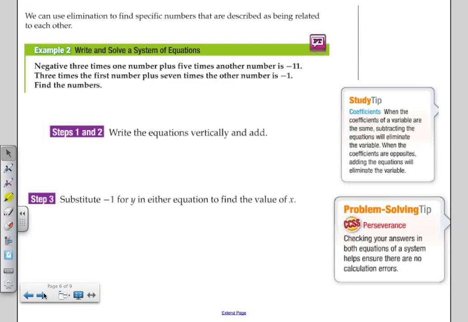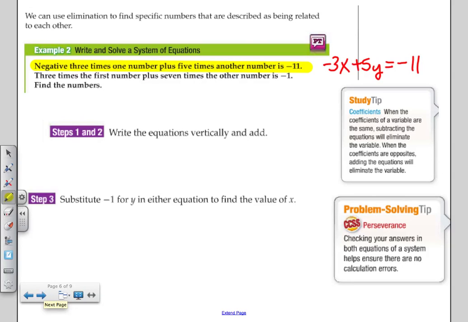We can use elimination to find 2 specific numbers that are described as being related to each other. And here's our example for that. The problem: -3 times one number plus 5 times another number is -11. So basically, we have to write that as a mathematical equation. -3 times a number x plus 5 times another number is -11. So there's our first equation, okay?